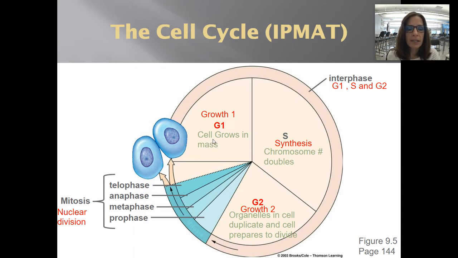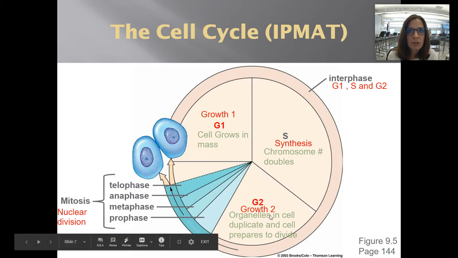So if it's like a salivary gland cell, it's secreting amylase. If it's a pancreatic cell, it's secreting insulin, right? So it's doing whatever its job is. S is for synthesis, and this is where the chromosomes double. So when you go from 46 chromosomes and then to 92.